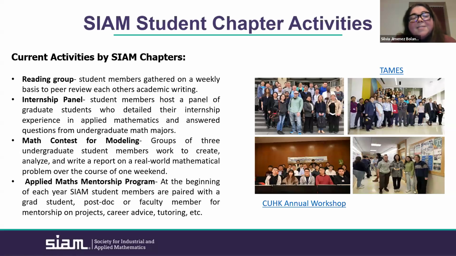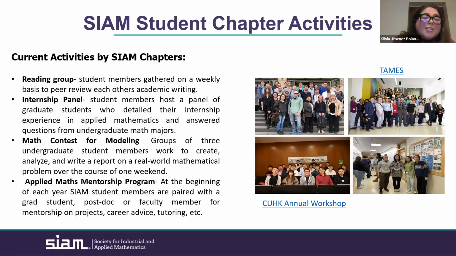So, current activities by SIAM chapters. For example, there are reading groups, where student members gather on a weekly basis to peer review each other's academic writing. We actually used to have that in my own SIAM chapter. We would have a weekly, not reading group, but a student seminar where if one of us was going to have a job interview or present at a conference, we would present in front of our peers from the SIAM chapter, and they would give us feedback on our presentations. It was a very useful and interesting event.